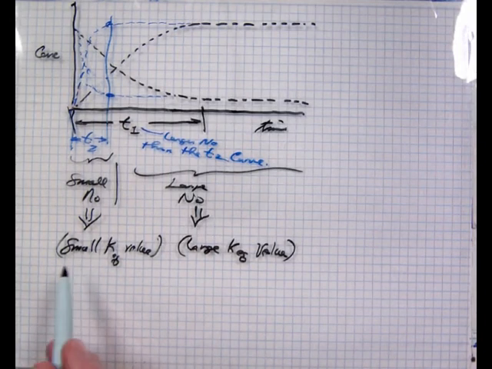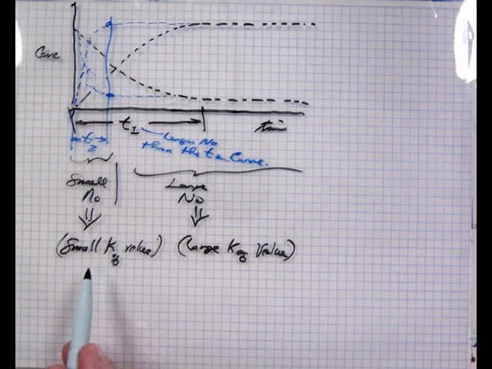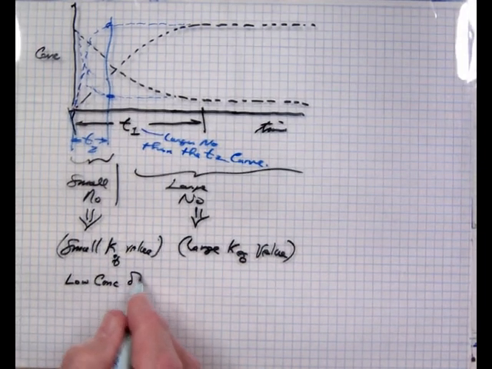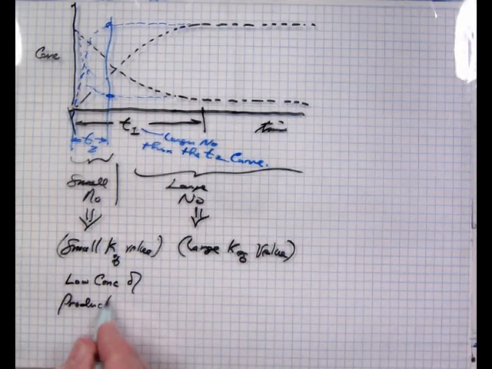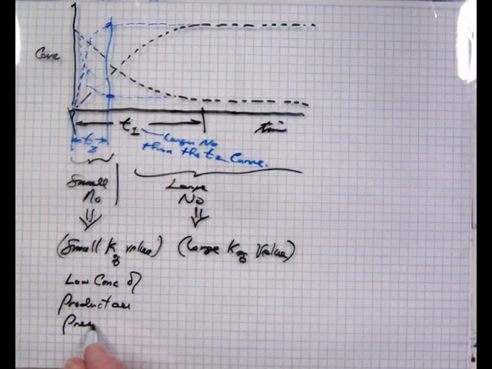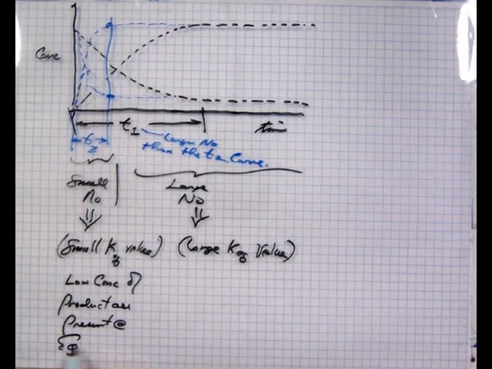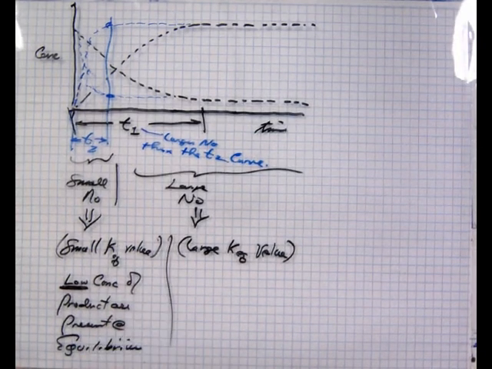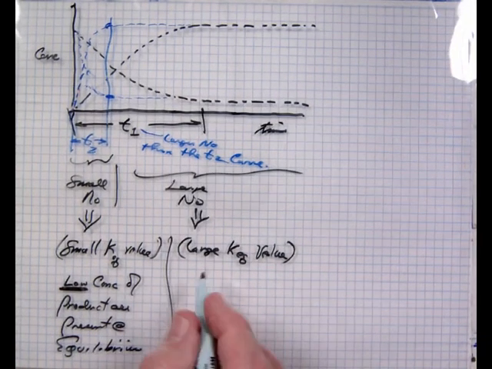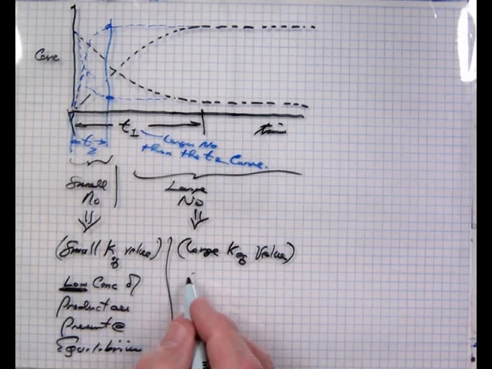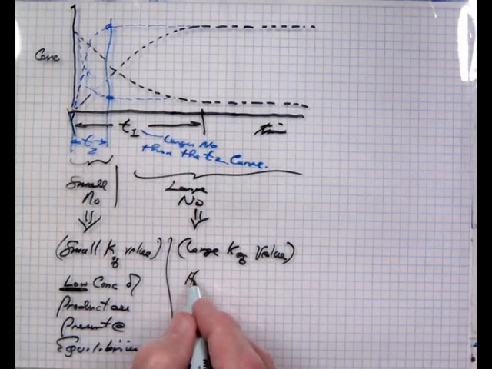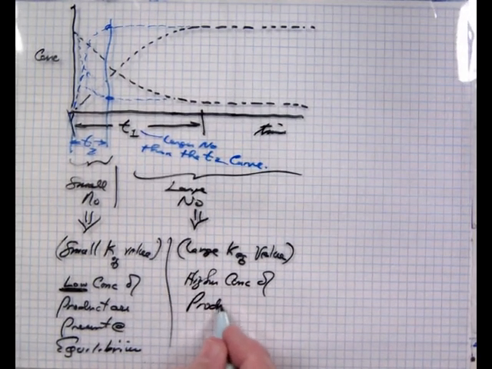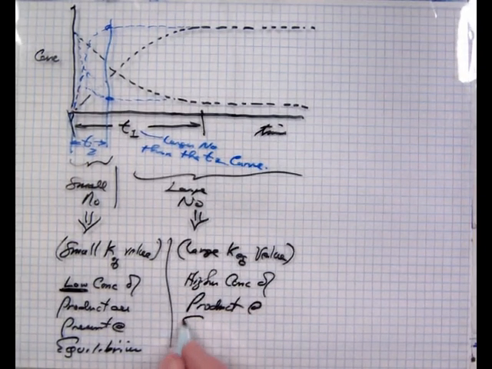If a K value is very, very small, low concentrations of product are present at equilibrium. If we're looking at a large KEQ, we're looking at, relative to the low one, higher concentrations of product at equilibrium.